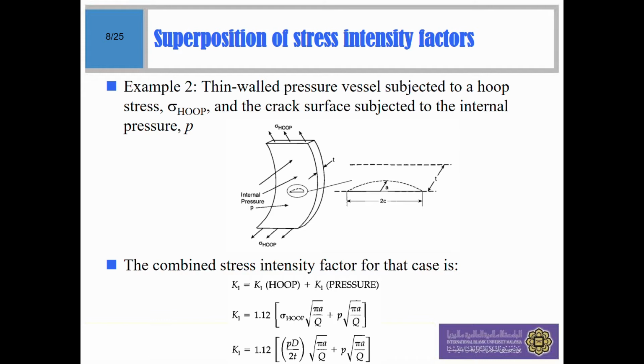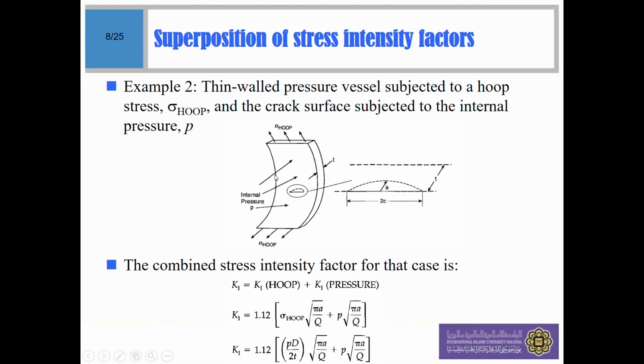Right? Okay, the superposition of stress intensity factors, for example 2, a thin wall pressure vessel subjected to a hoop stress. Hoop stress, in this case, is symbolized by sigma with a small hoop, so we say this as sigma hoop. And the crack surface is subjected to the internal pressure P. I have this type of structure. The hoop stress makes this pressure vessel bend a little bit, and I have internal pressure inside.